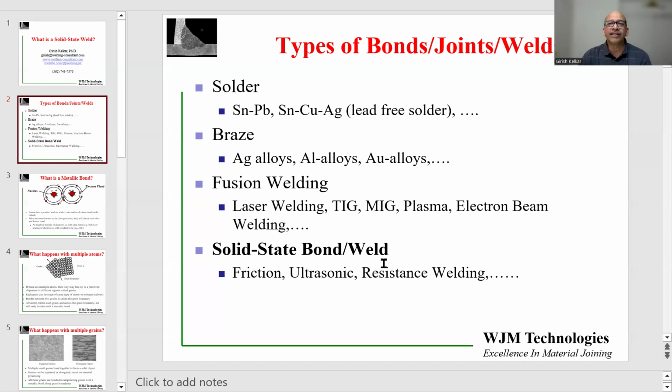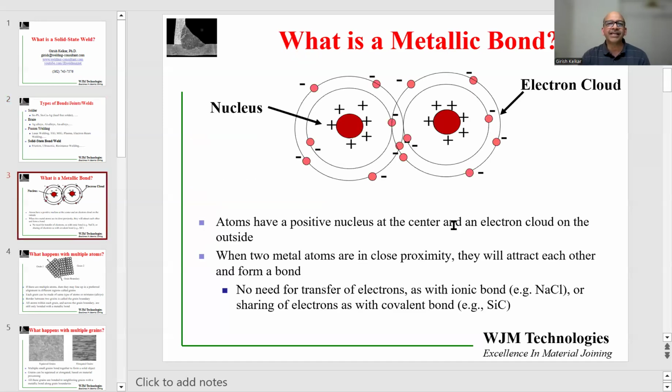But solid state bond or weld is perhaps the most misunderstood of exactly how this bond actually forms at the interface. To understand that, we are going to first look at what is a metallic bond. A metallic bond is a bond which can form between two metal atoms just because they are in very close proximity. Here I'm showing you a schematic of two metal atoms. Each atom has a nuclei which is positively charged and an electron cloud which is floating around on the outside which is negatively charged. When you bring two metal atoms together, the nuclei on either side also attracts the electron cloud on the other atom, and that is what produces what is called a metallic bond.